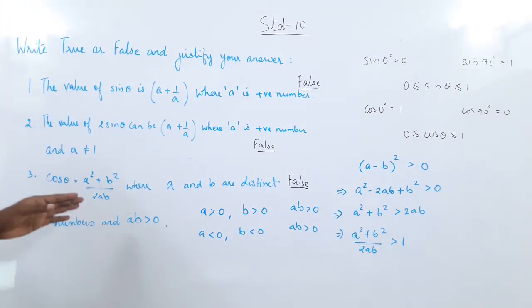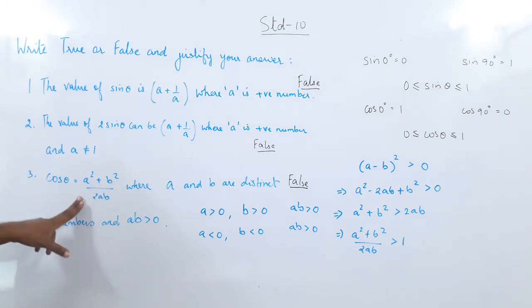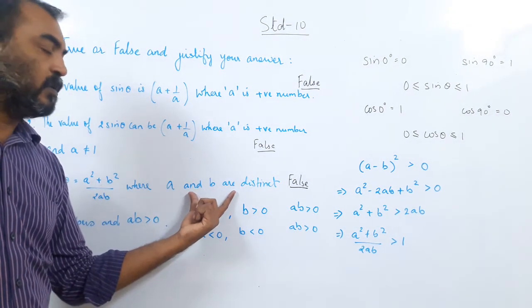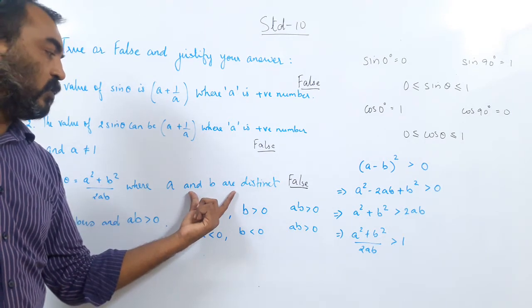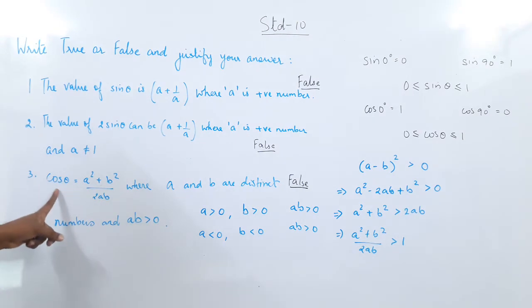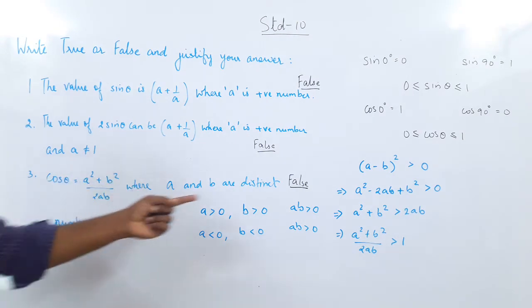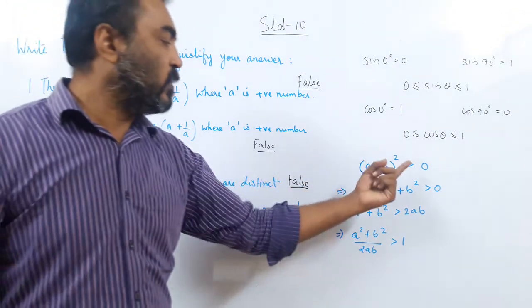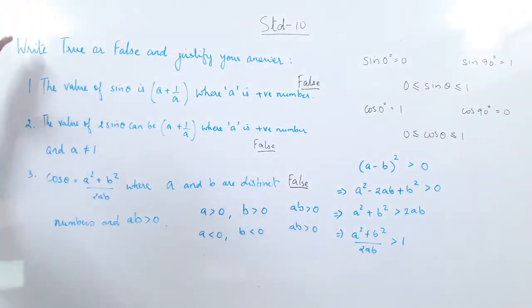This statement could be true only when a is equal to b, but they have mentioned that a and b are distinct numbers. Hence, this will not be true. This value could be possible only when a is equal to b, but because they have given distinct numbers, the square is greater than 0. So this is the last type of sum in this chapter, and we are going to end this chapter here. Now all we have to do is practice the sums.